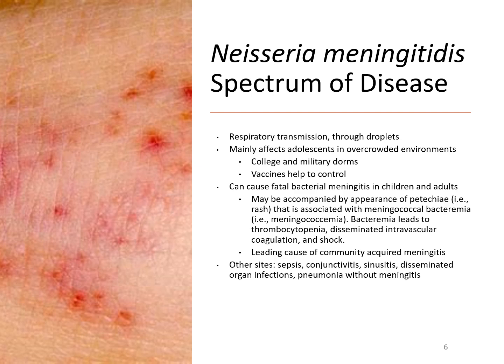So with this particular organism, it is the leading cause of community-acquired meningitis. Other sites that can be affected would include conjunctivitis, sinusitis, and different infections throughout the organs, and a pneumonia without the actual spinal meningitis, bacterial meningitis.